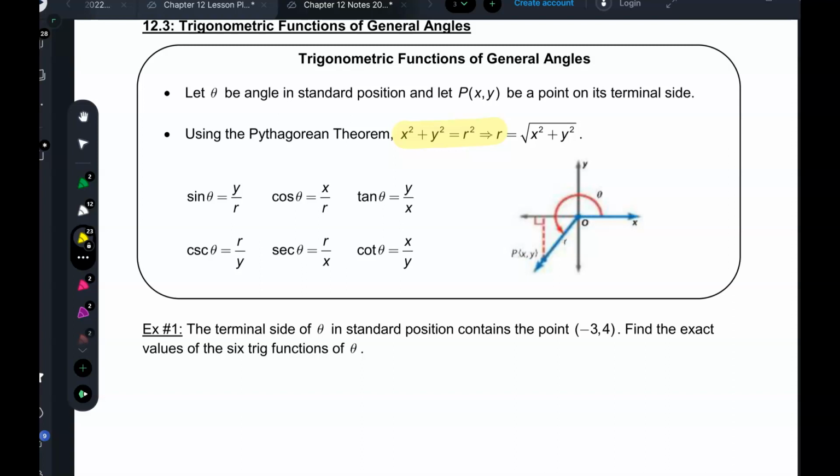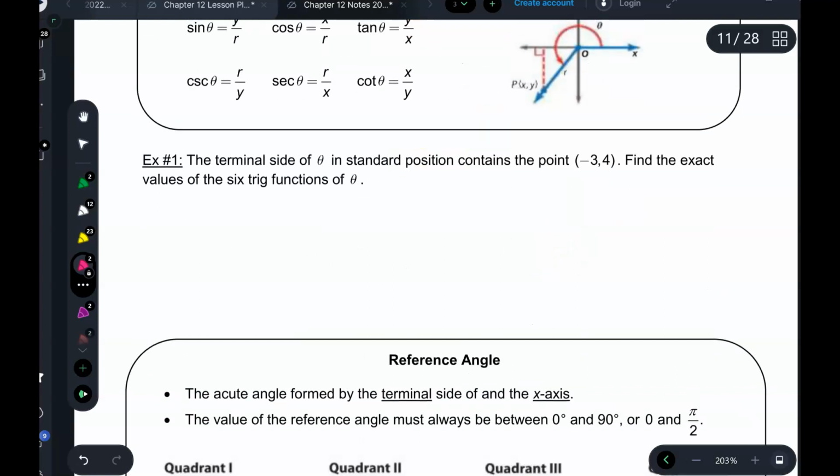Where's -3, 4? What quadrant? Second. In the third quadrant? Second quadrant? Yeah. -1, 2, 3, 1, 2, 3, 4.